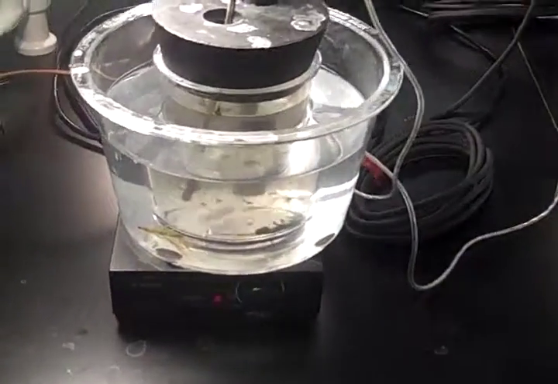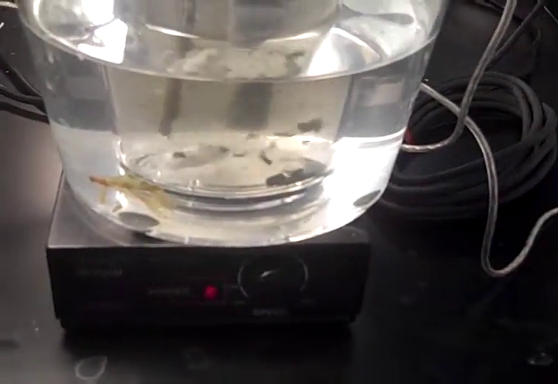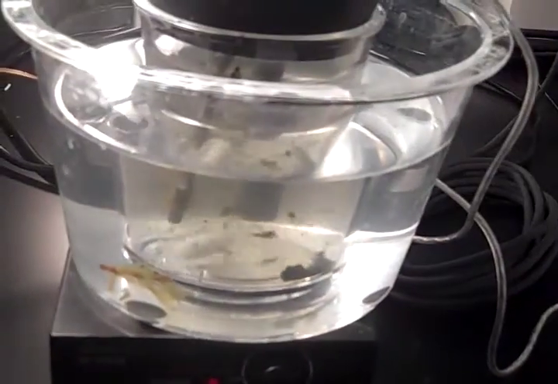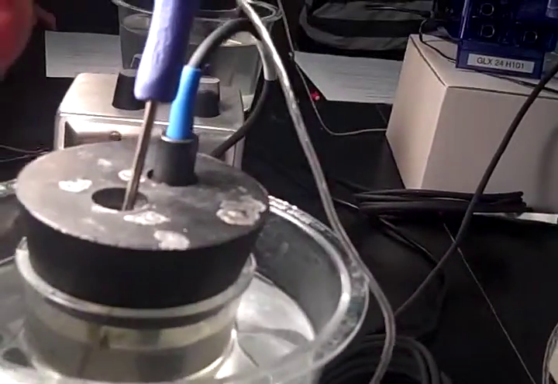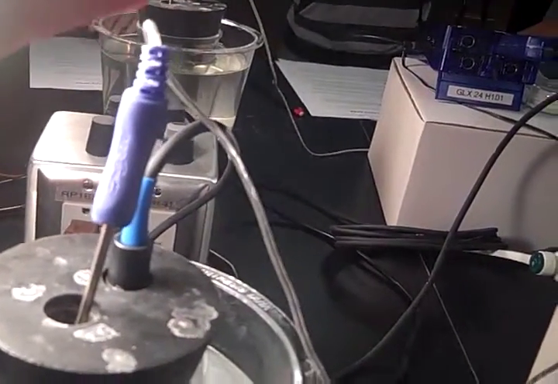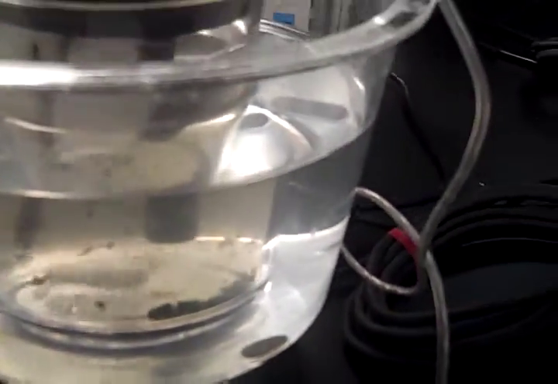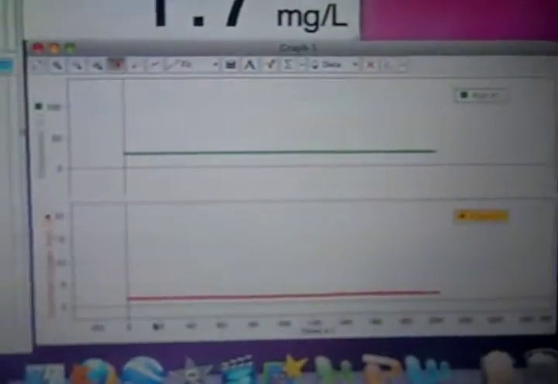Right now we have our control test going. We have two sensors in this inner cup of water. The first sensor controls temperature, and the second controls oxygen. You'll see that down there. We have this hooked up to our GLX, which is then hooked up to a computer. As you can see, our control is pretty flat there.